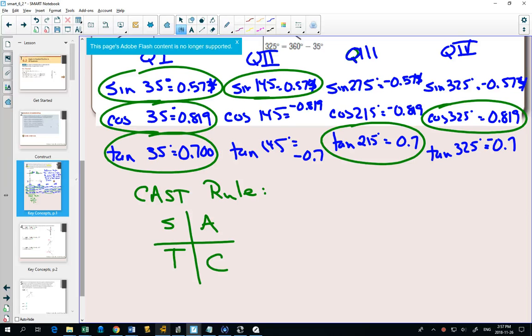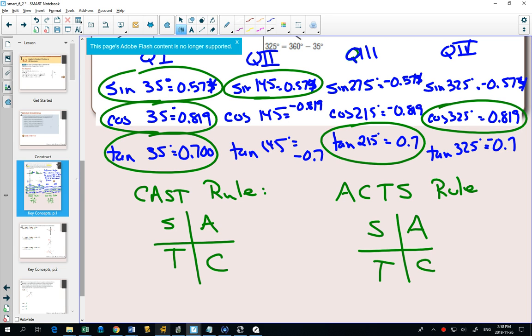If you have trouble remembering the CAST rule, come see me. I will teach you the ASTC rule. Okay? If you can't remember the CAST rule, I'll teach you the other one. Maybe that works better for you. You should write down the other one only if you don't understand the CAST rule. A stands for all. They're all positive in quadrant 1.